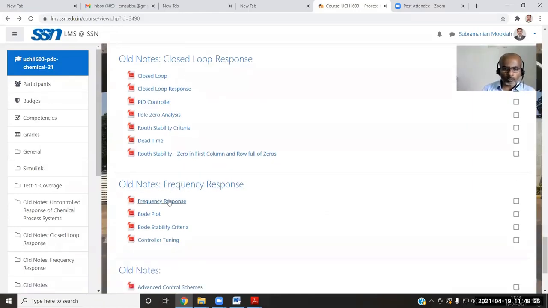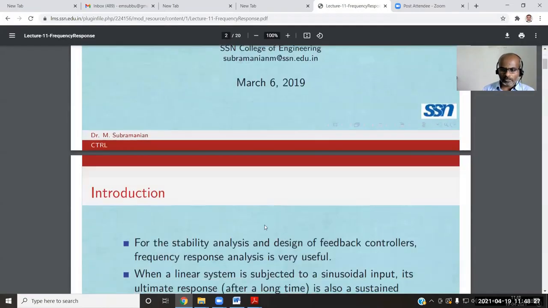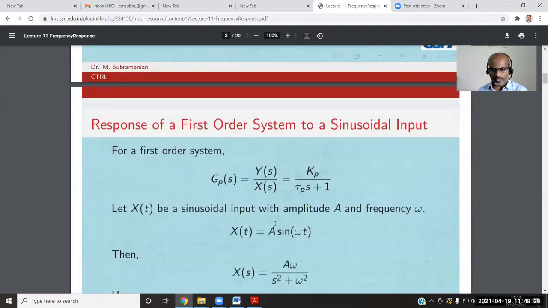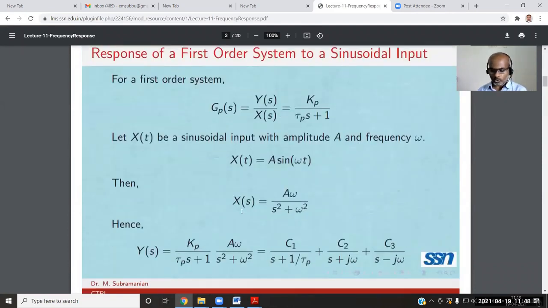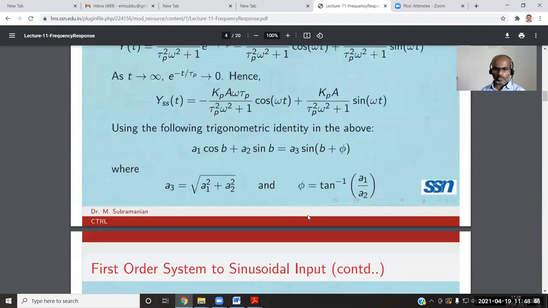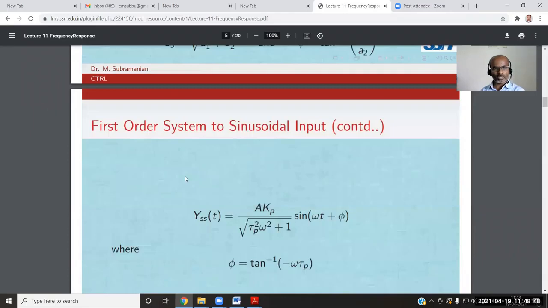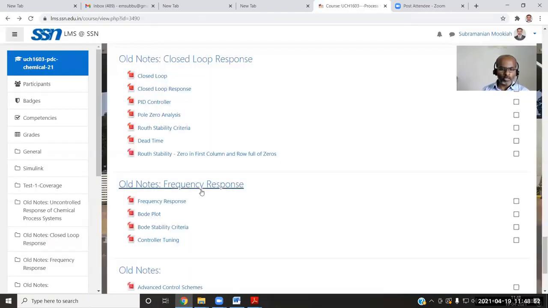And we have seen frequency response, a kind of introduction, which is about how to get the amplitude ratio and phase angle. Amplitude ratio and phase angle are obtained from this transfer function: replace this s with j omega, obtain a complex number, and take the absolute value and argument of that complex number, and that will give you the amplitude ratio and phase angle. Okay. And how to construct the Bode plot.